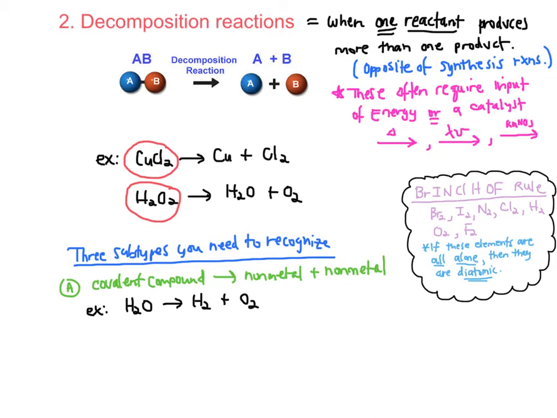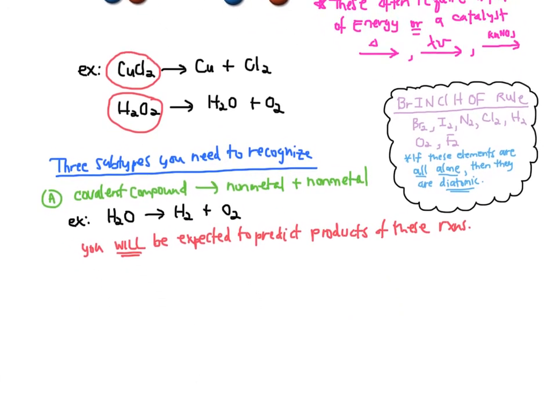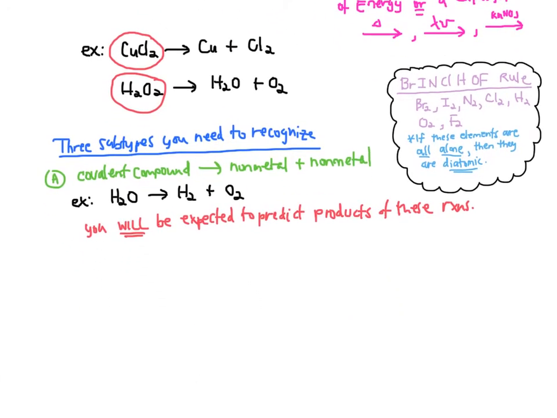So the first is where we have a covalent compound, like say water, breaking down into two nonmetals. So don't forget your Brinkelhoff rule when you're predicting the products of these reactions, because if you have nonmetals that are single, some of them are diatomic. Not all of them, but some of them. So again, you will be expected to predict the products of these types of decomposition reactions.